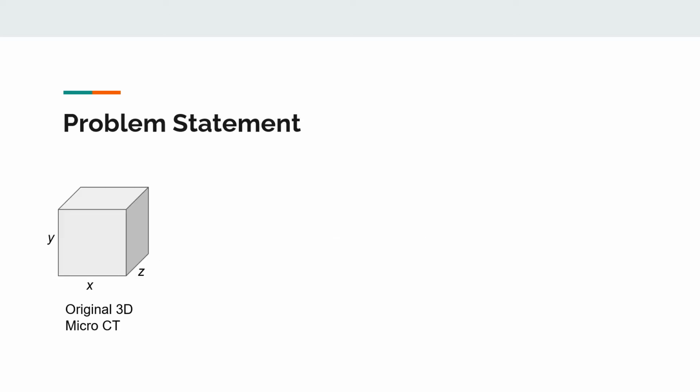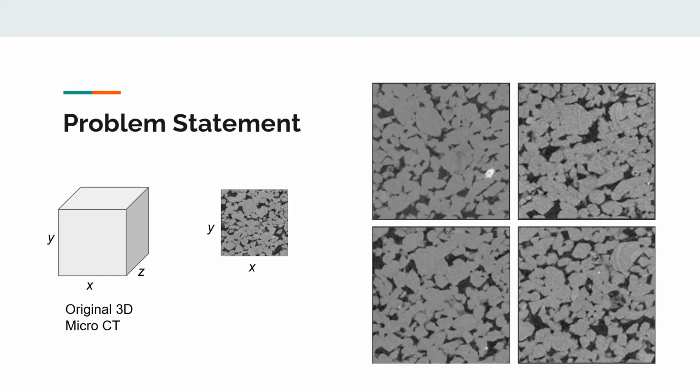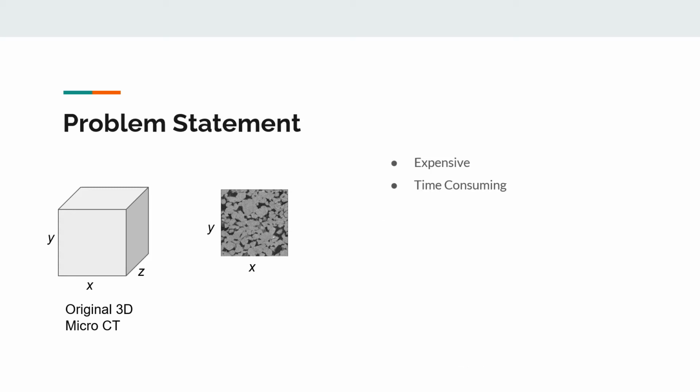Pictorially, we can understand our problem as follows. Let us represent an original 3D micro-CT scan as a cube-like structure, and our scans as 2D slices along the z-axis. So, each 3D segment is composed of multiple slices along a single axis, something like the images to the right. Micro-CT plays an important role in digital rock physics, but has limitations in, for example, being expensive or time-consuming.